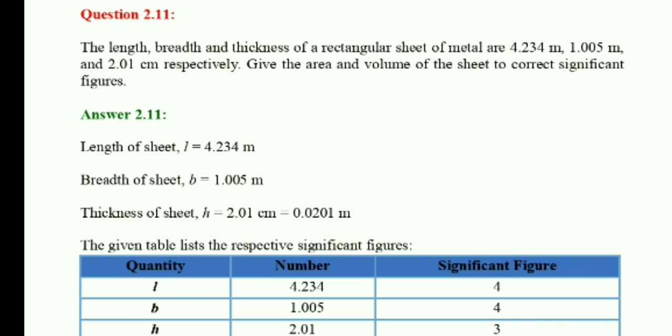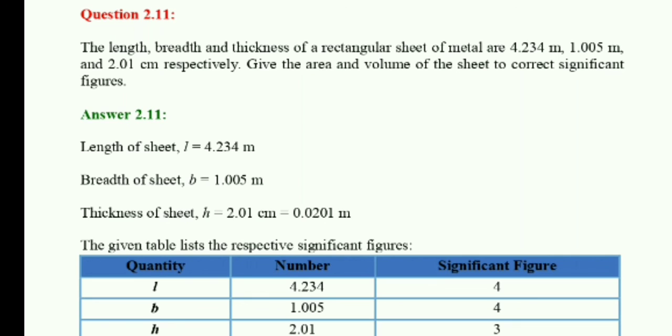You are thinking, what a silly question, but the question is very good. We have to calculate the area, but in correct significant figure. We have to calculate the area and volume in the correct significant figure. So we already know the values of L, B, H are given.